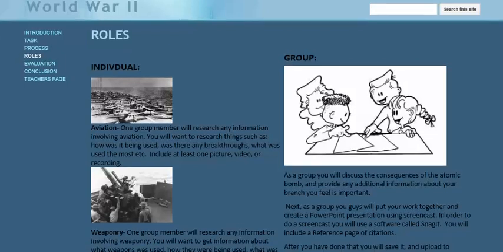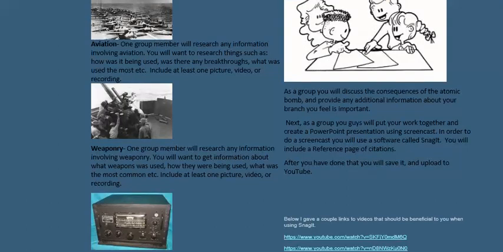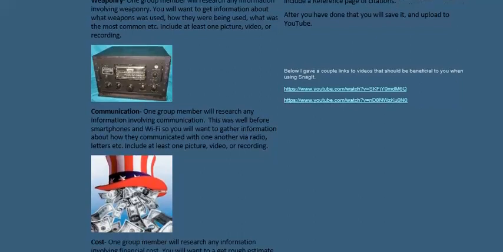The next one you can see is weaponry, and we're going to see what weapons were being used, how they were being used, what was the most common. Again, you're going to want to include a picture or video. Communication: one thing I mentioned is this was well before smartphones and Wi-Fi, so you're going to want to gather how they communicated with one another. Was it via radio, letters? Again, you're going to want a picture, video, or some type of recording.